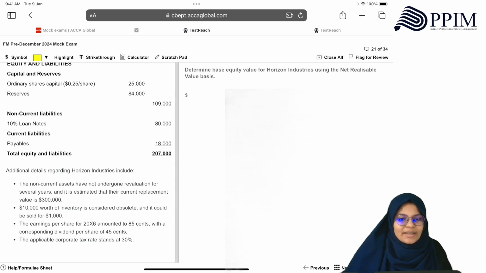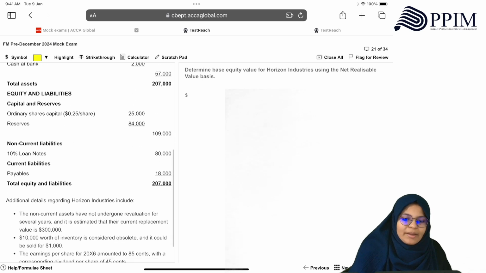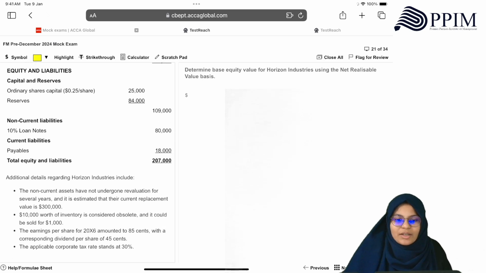Additional details regarding Horizon Industries are as follows. They are saying the non-current assets, that is worth 150 million, have not undergone revaluation for several years, and it is estimated that their current replacement value is 300,000. So they are saying it's not going to be 150,000 anymore, it's actually going to be 300,000. They haven't revalued it, right?